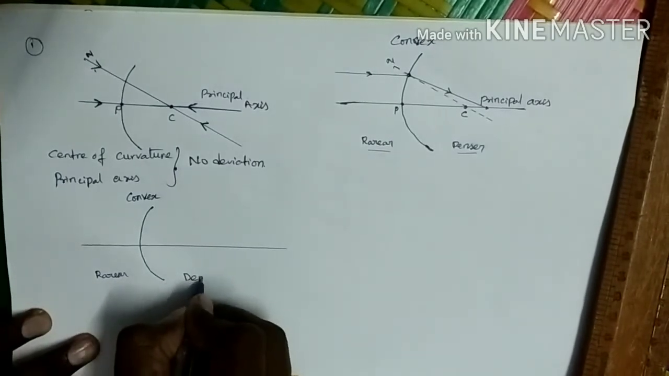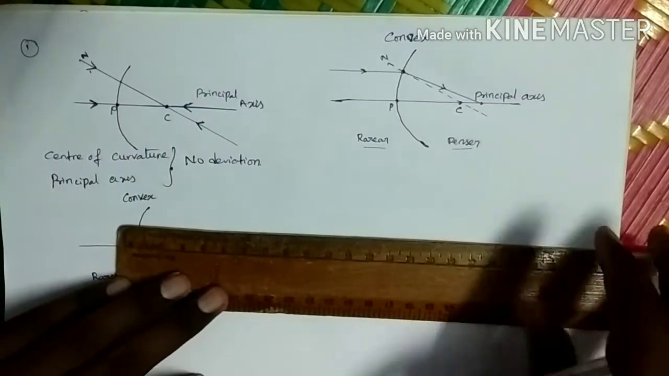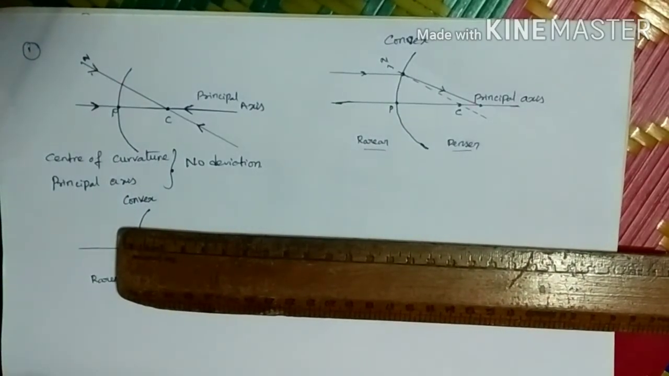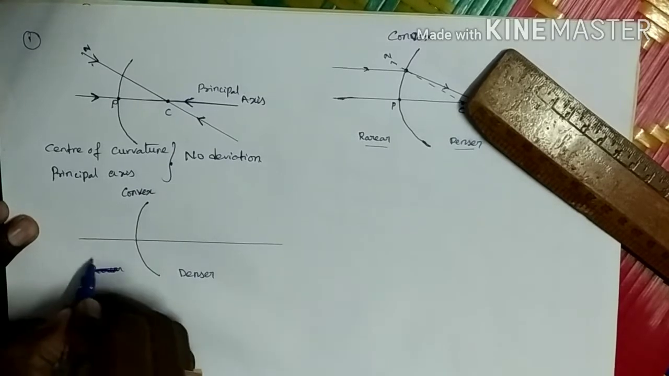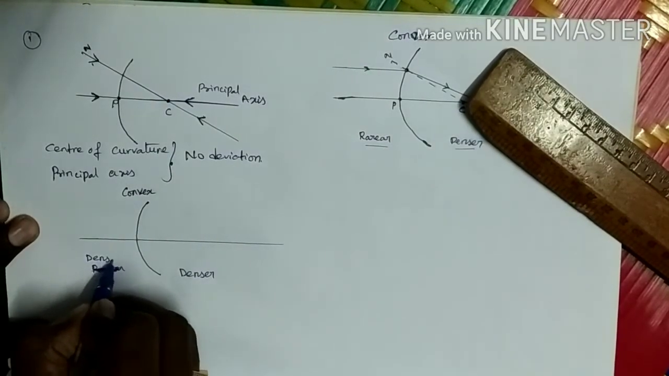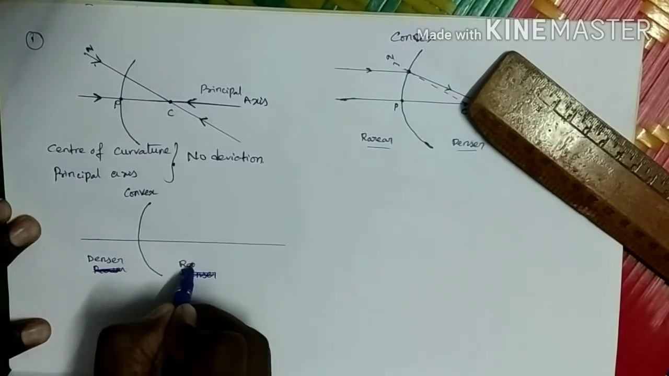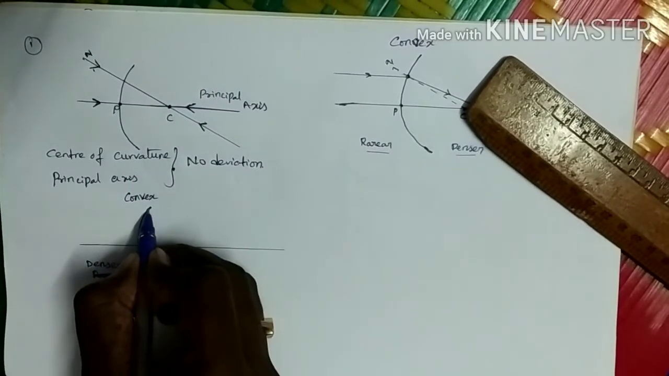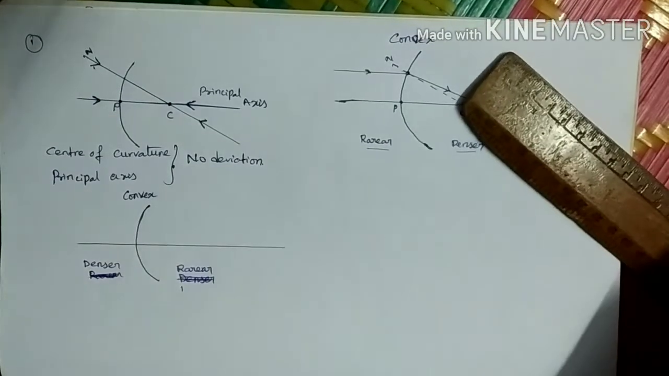And this will be the denser medium. Here I am sending the light from denser medium to the rarer medium. Observe this. Consider this is a denser medium and this will be the rarer medium, because I am taking the convex curved surface. Right now I am sending the light from denser medium to the rarer medium.